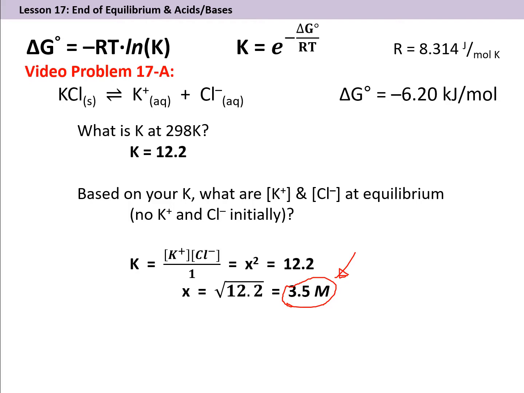If you look back in the regular lecture, we looked at AgCl. And AgCl, when we put it into water, we got very small concentrations, like 10 to the negative fifth, right? Here we get very big concentrations.